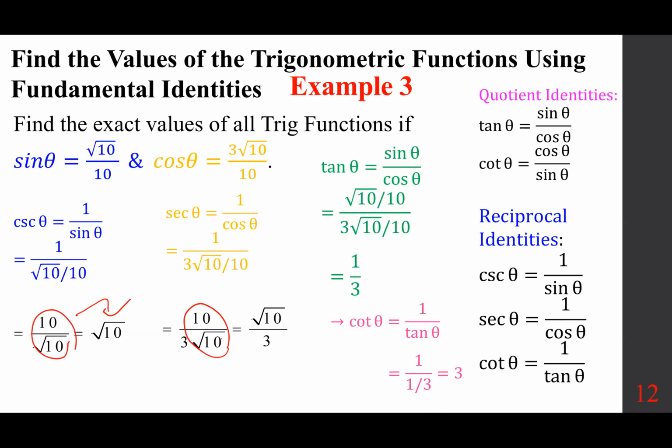So it's very straightforward. If you are solving this and sine and cosine are given, immediately find tangent, and the rest of them are just the reciprocal, and you're done. It goes extremely fast.